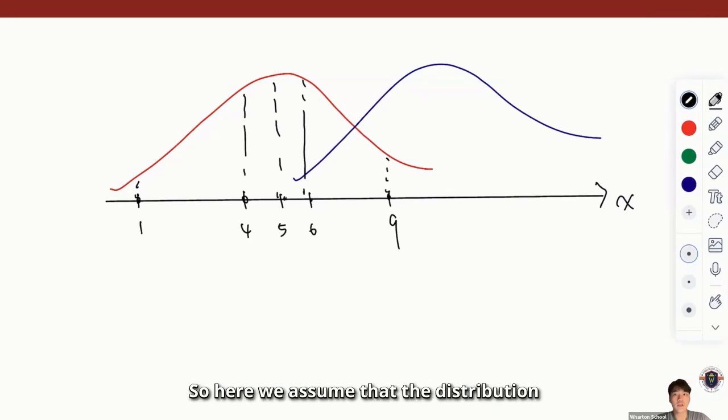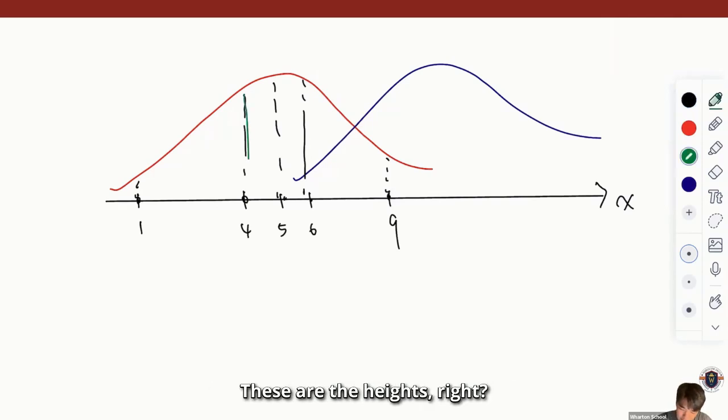This example shows that by observing the data, we can estimate the characteristics of the distribution from which the data was likely drawn. Here we assume that the distribution is a normal distribution, and we try to estimate the mean of this distribution. Let's talk about the contribution of each data point to the likelihood. It just refers to the probability that the observed data came from this distribution. To calculate this probability numerically, we can compute the likelihood contribution. So we calculate the height like this. These are the heights, right?